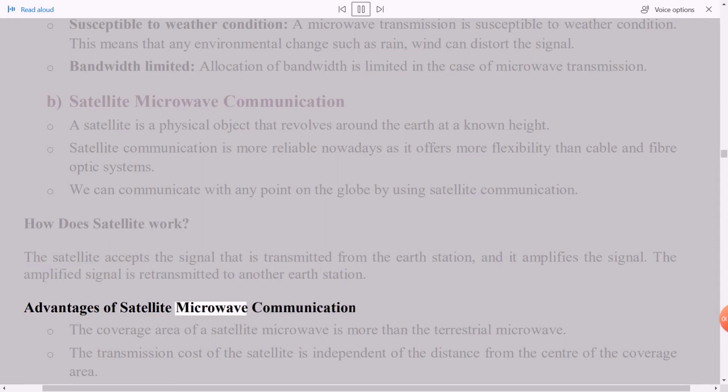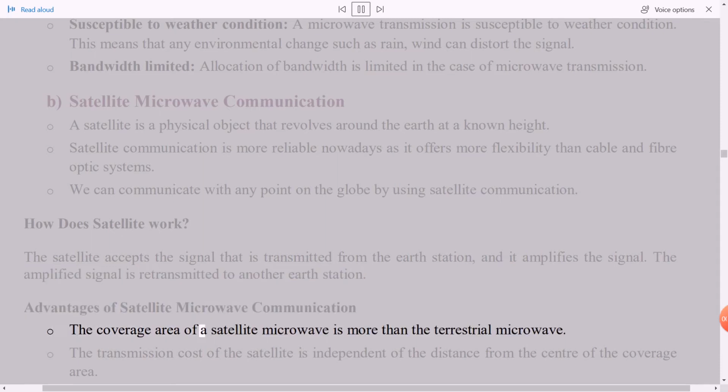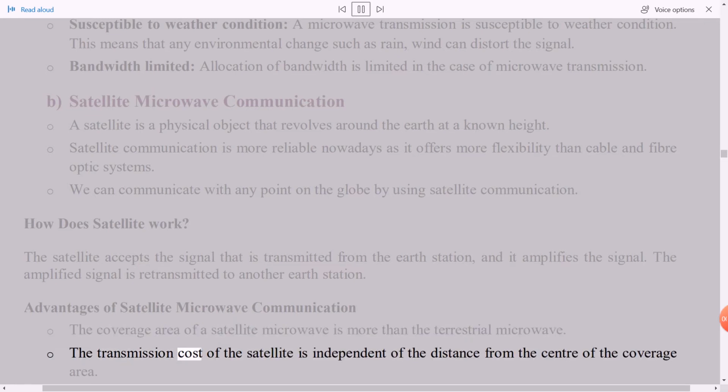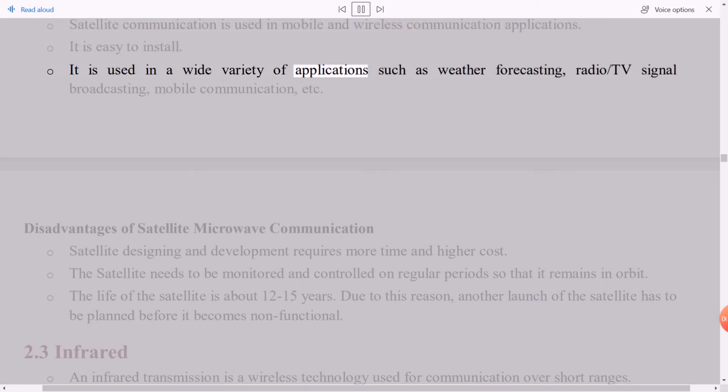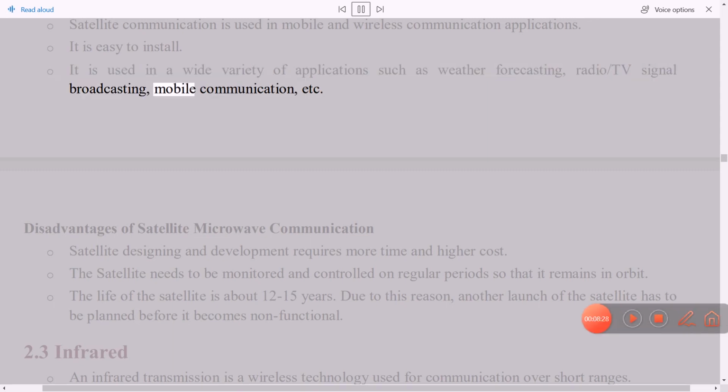Advantages of satellite microwave communication. The coverage area of a satellite microwave is more than the terrestrial microwave. The transmission cost of the satellite is independent of the distance from the center of the coverage area. Satellite communication is used in mobile and wireless communication applications. It is easy to install. It is used in a wide variety of applications such as weather forecasting, radio/TV signal broadcasting, mobile communication, etc.